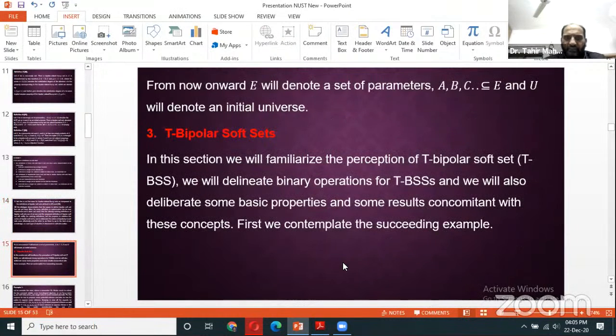From now onward, E will denote a set of parameters and A, B, C will denote subsets of E, and U will denote an initial universe. Next, in this section, we will discuss T bipolar soft sets. In this section, we familiarize the perception of T bipolar soft sets. We will delineate binary operations for T bipolar soft sets, and we will also deliberate some basic properties and some results connected with these concepts. First, we contemplate the succeeding example.